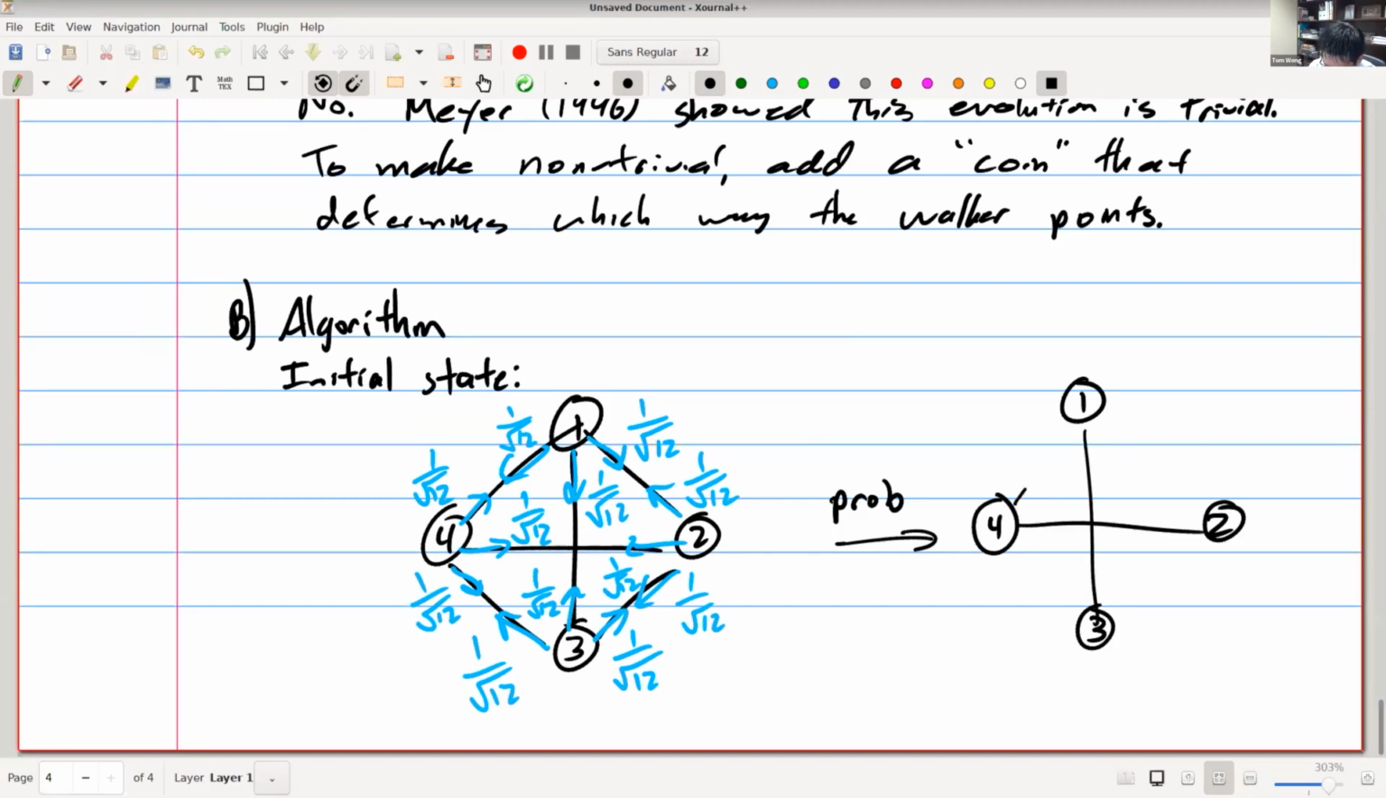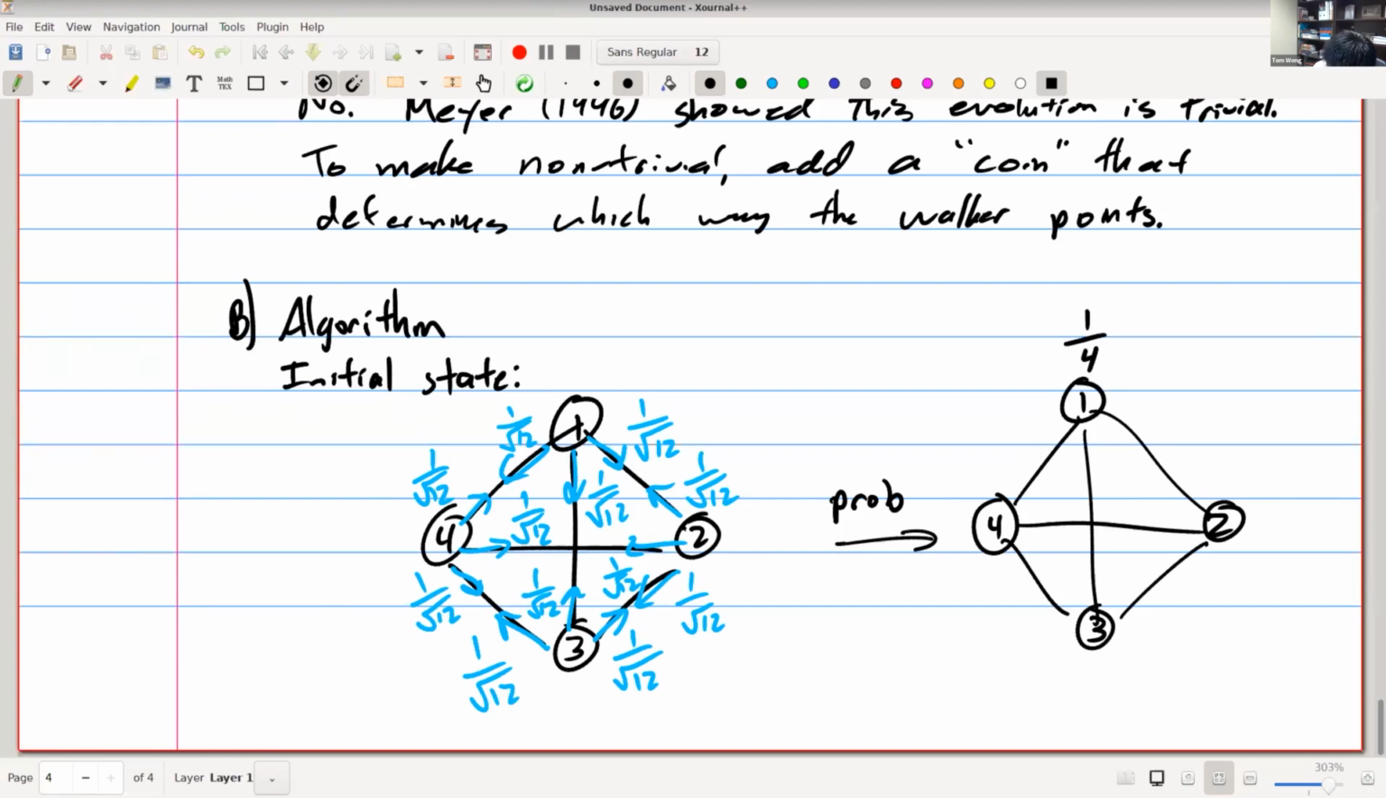But just to keep track of the numbers, if you were to measure the position of the quantum walk, you would find that it's at vertex 1 with probability 1/12 plus 1/12 plus 1/12. Because the probability of finding it at 1 pointing to 2 is 1/12, because you take the norm square. The probability of it being at 1 pointing to 3 is a 12th, and the probability of it being at 1 pointing to 4 is a 12th. So the probability of it being at vertex 1 is the sum of those: 3/12, which is a quarter.